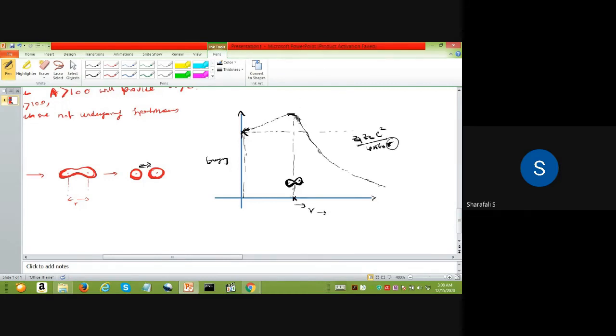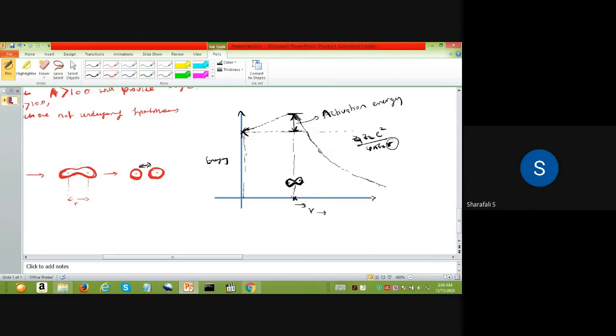Okay, and the difference between this maximum energy and the energy of the nucleus when it is having that spherical symmetry, spherical shape, this difference in energy is called the activation energy.